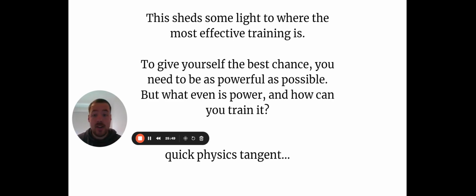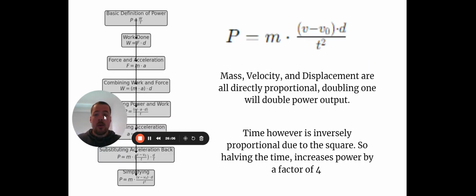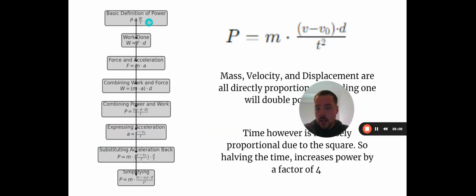Now, if you want to give yourself the best chance to be as powerful as possible, remember we have to produce around 3,700 watts to throw 22 meters. You need to be as powerful as possible to do that. To know that, we've got to know what power is and how we can go about training for power. One more physics tangent. I promise this is the last one, but we want to break down what power is.